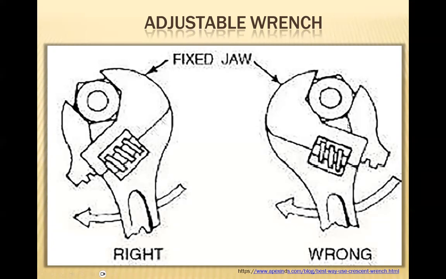And if something snaps, all of a sudden, all the power that you're providing with your hand is going to go in the direction that you're pushing or pulling. You can hurt somebody else, you can hurt yourself, you can damage the equipment. So if you are going to turn it this way, you're going to flip it and position it this way. If you're going to turn it the other way, then yes, you're going to have to position it that way so that most of the pressure falls onto the fixed jaw, not the adjustable jaw.